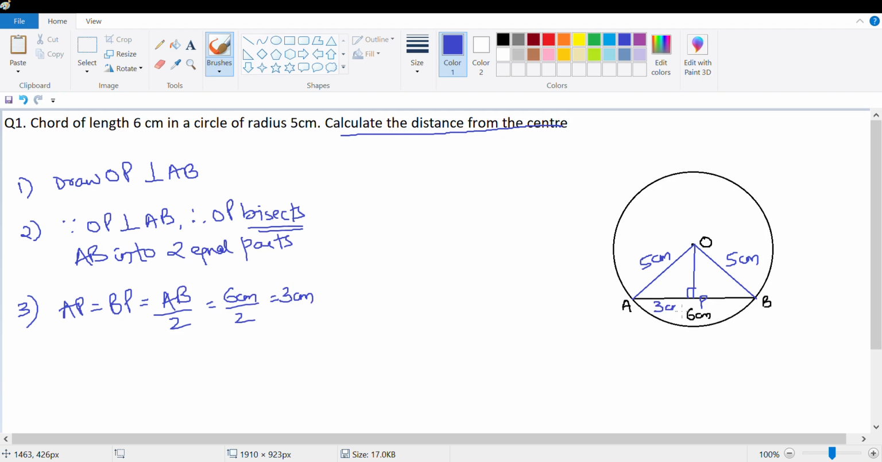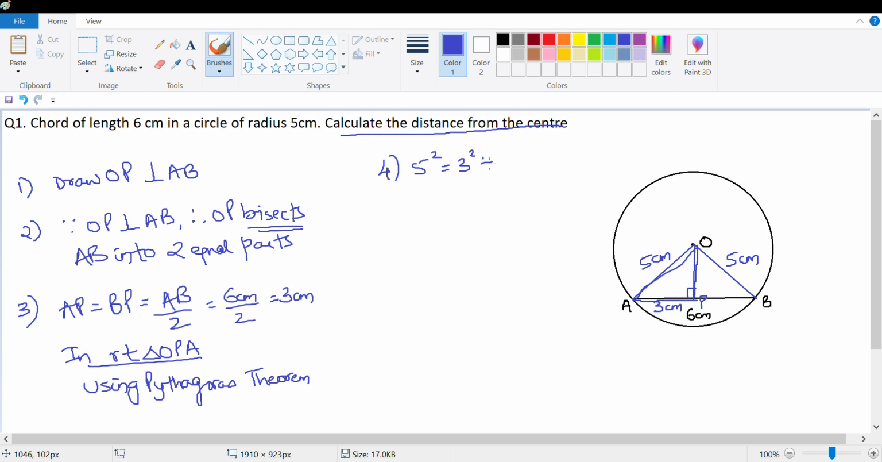So if AP is equal to 3 centimeter and I have a right angle triangle OPA, I can apply Pythagoras theorem. So in a right triangle OPA, using Pythagoras theorem, what I get is 5 square is equal to 3 square plus OP square, which means 25 minus 9 is equal to OP square. Therefore, OP is equal to square root of 16 centimeter. Therefore, OP is equal to 4 centimeter.